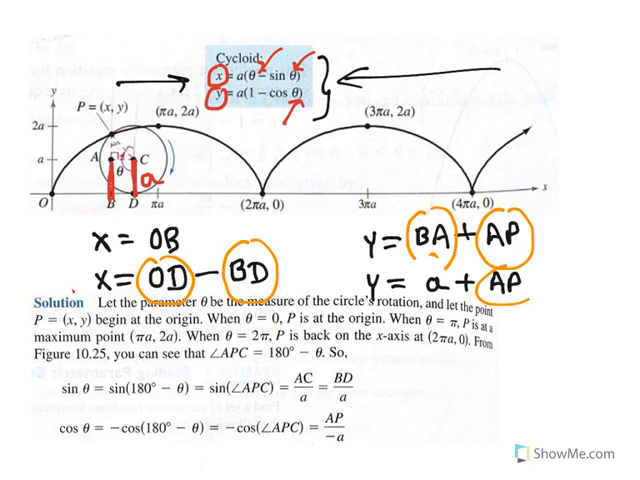We need to write the distance from A to P in terms of the parameter theta. We need to write the distance from O to D in terms of the parameter theta, and the distance from B to D in terms of the parameter theta. So let's take a look at how we do that.